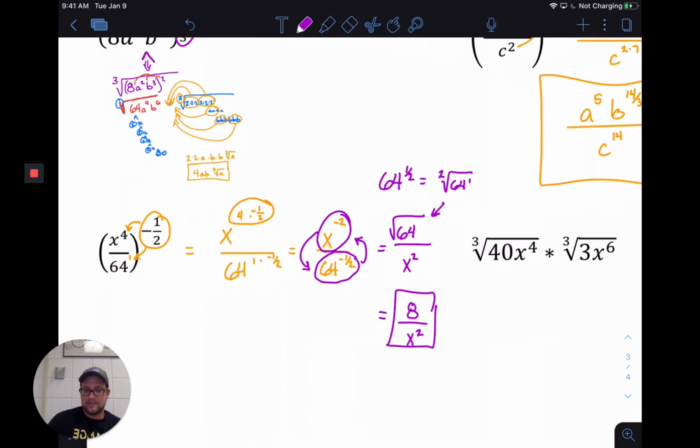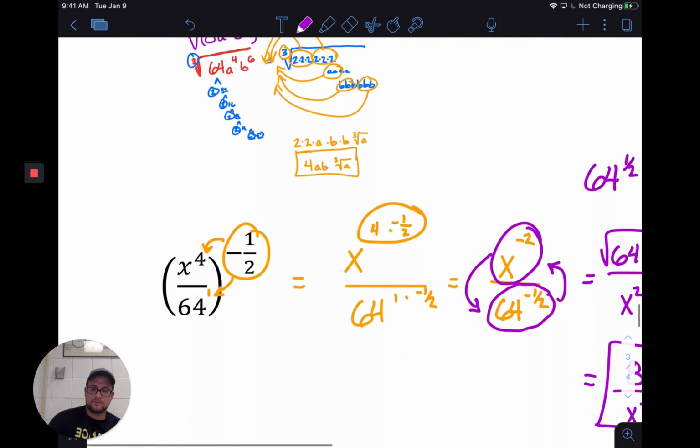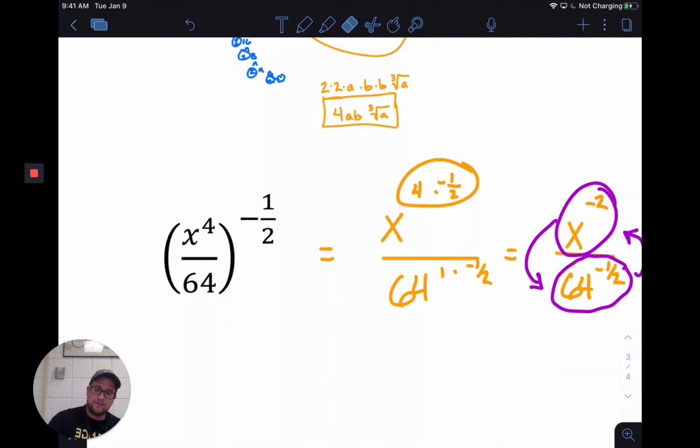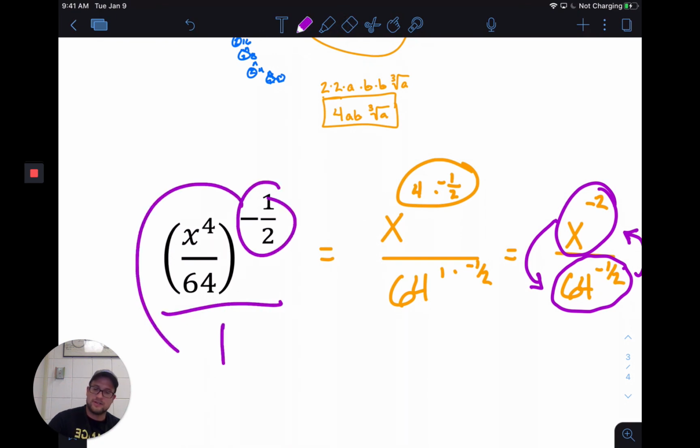One other way I could consider that is if I wanted to look at this through a slightly different lens, I could have moved all of this to the bottom of a fraction to start, right, since that has a negative exponent, and work through from there.